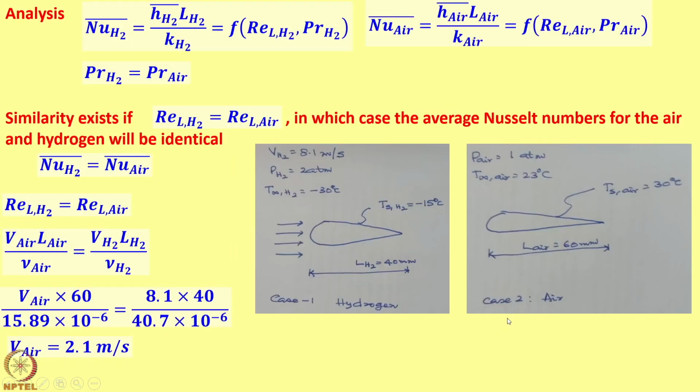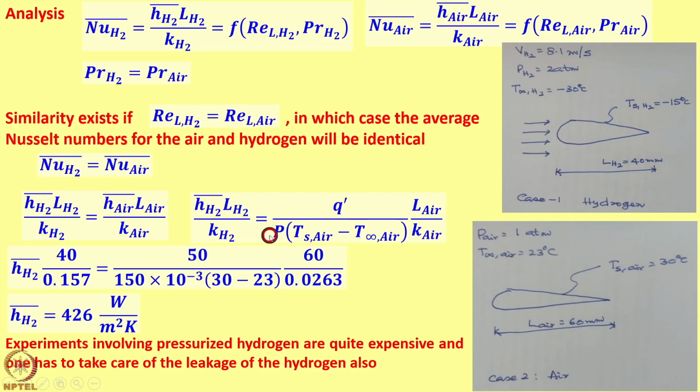But the takeaway is that if the Prandtl number of hydrogen and air is same, and if the Reynolds number of hydrogen and air is same, the Nusselt number for hydrogen and air is same. You don't have to do the experiments with hydrogen, which is very expensive and difficult to do. You can do the experiments with air and infer the results for hydrogen from the results you have gotten for air. That is the takeaway from this example.